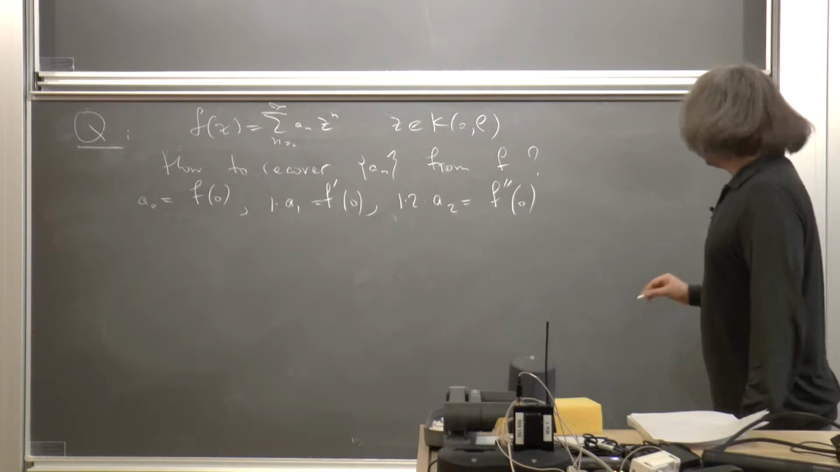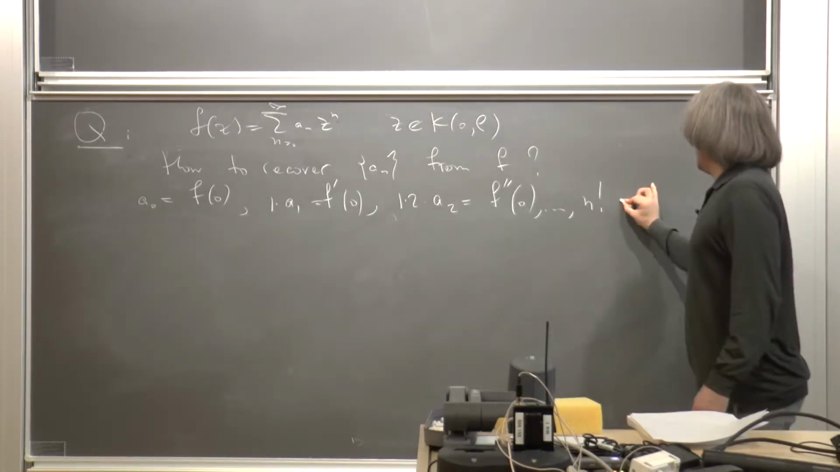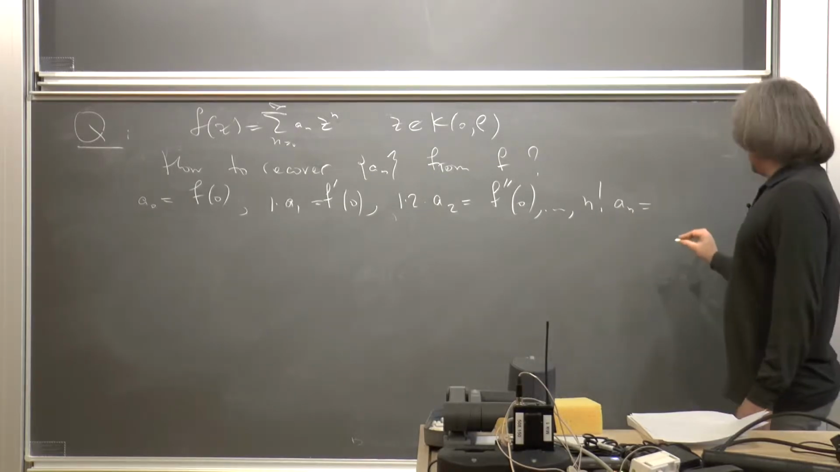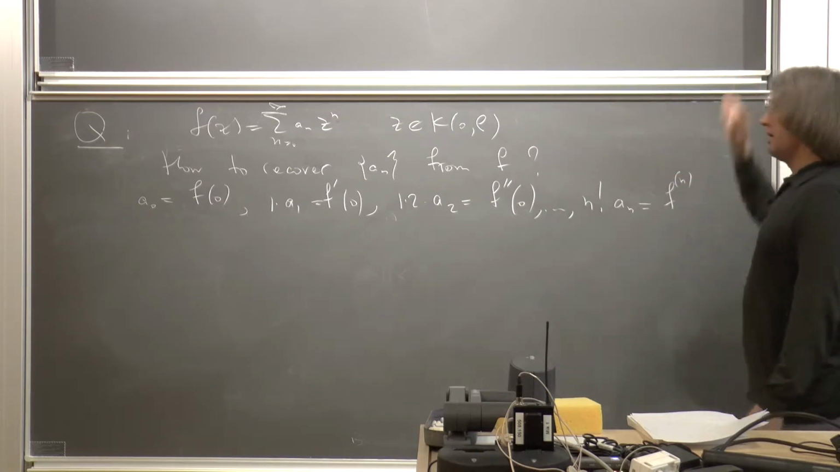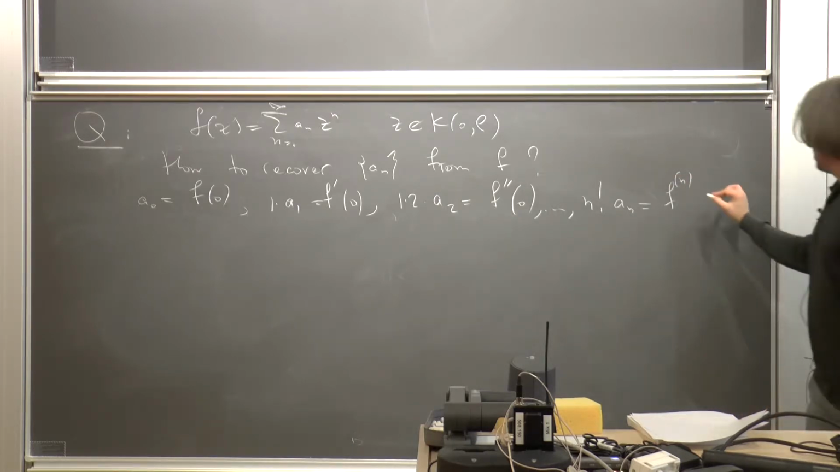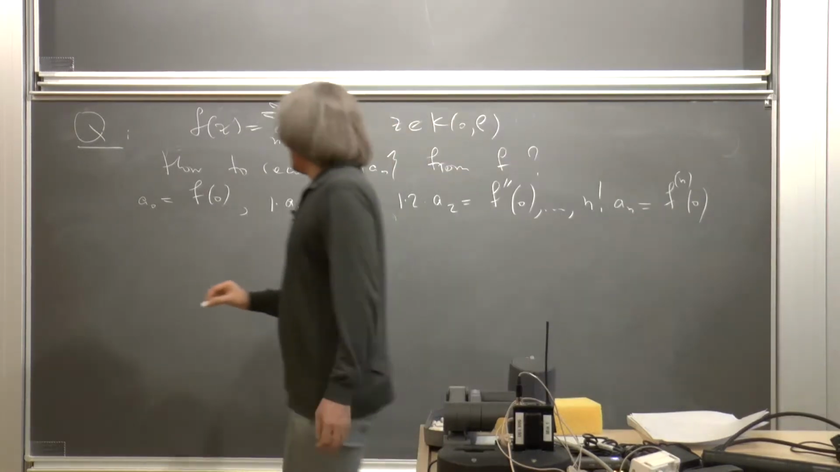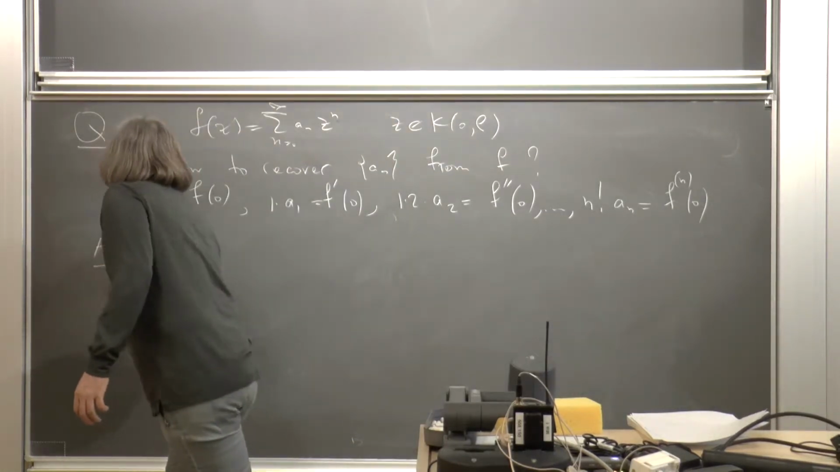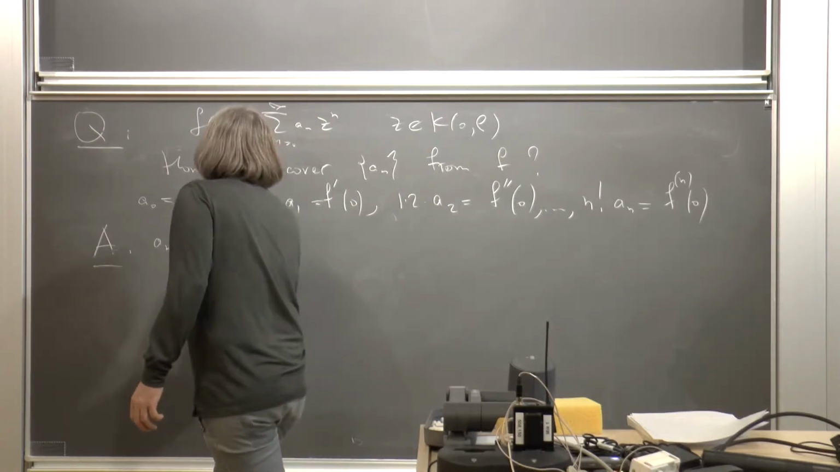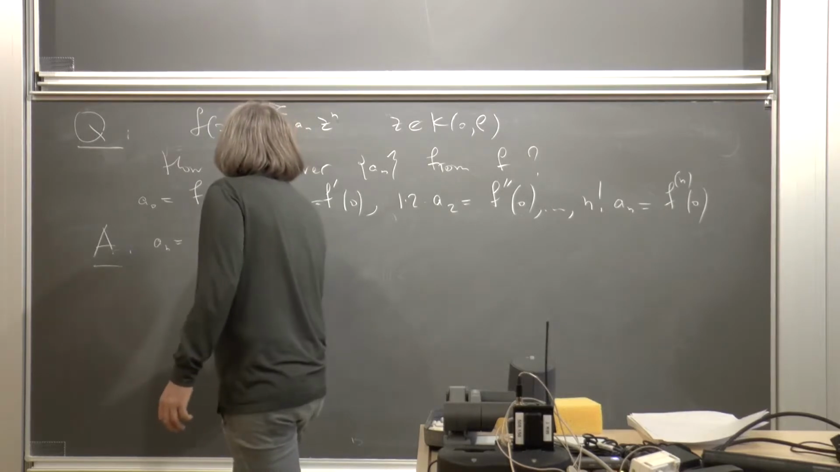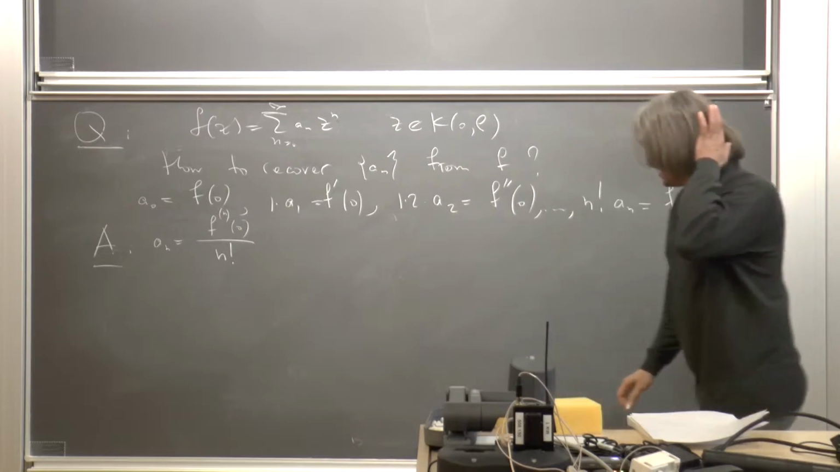Now you see the pattern. n factorial an is f differentiated n times, and we're allowed, in view of the previous corollary, to evaluate it at 0. So the answer then is an is f differentiated n times, evaluated at 0, divided by n factorial.